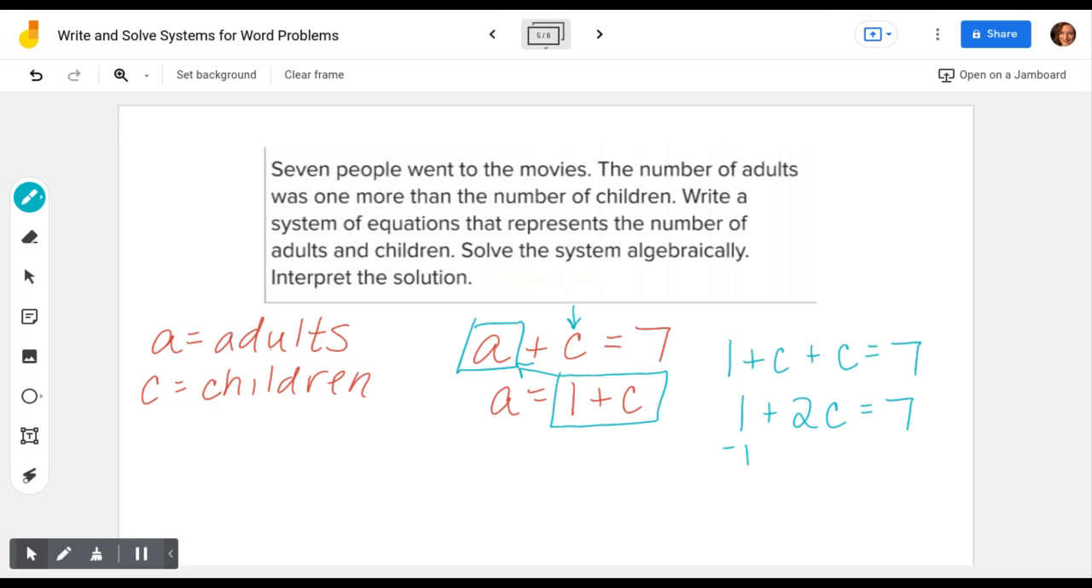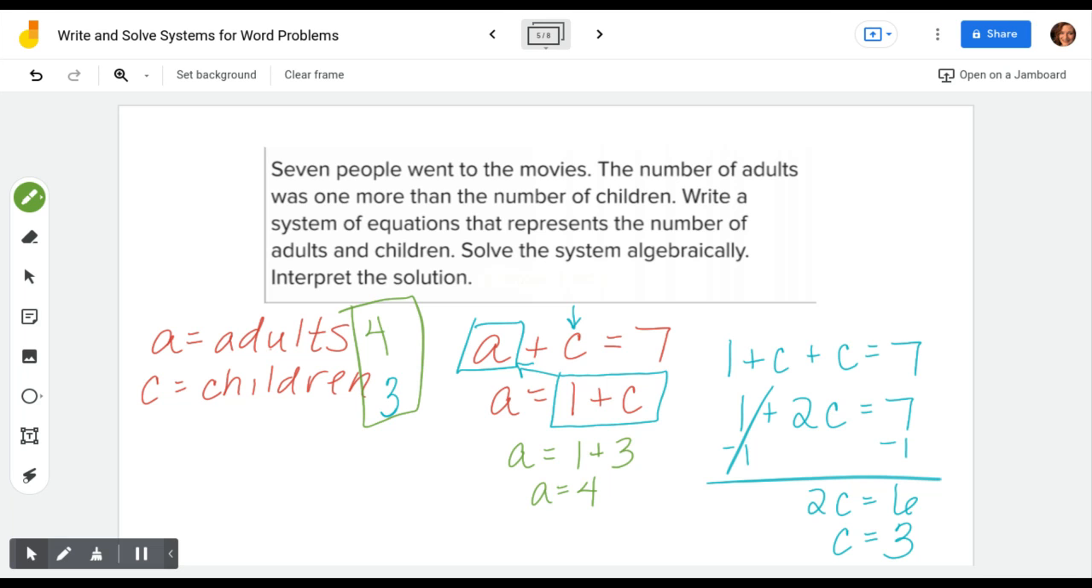I'm going to subtract the 1 from each side, and I get 2C equals 6. Divide by 2, and I find out that C equals 3. So there were 3 kids. To get the number of adults, you're going to plug that back into the equation and solve it for A. So if A equals 1 plus C, that means A equals 1 plus 3. So A equals 4. There were 4 adults and 3 children.